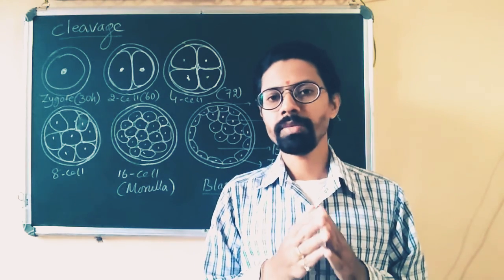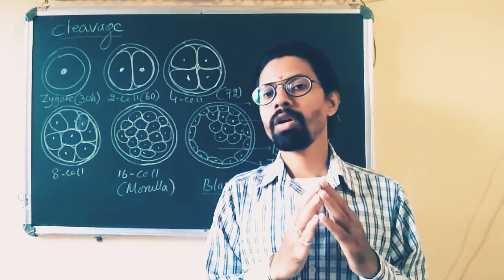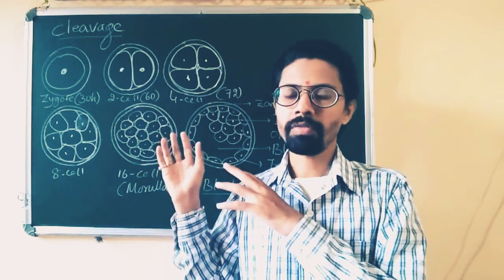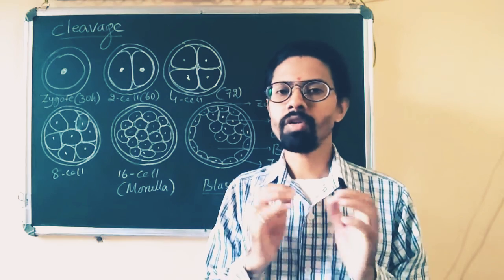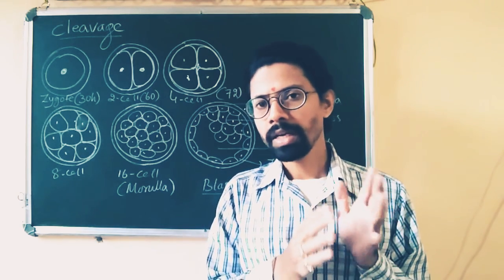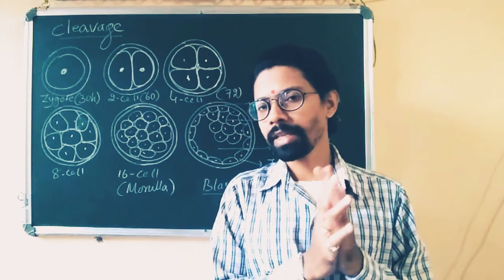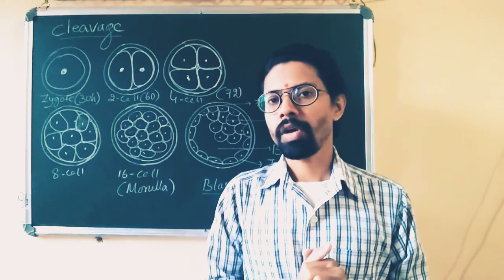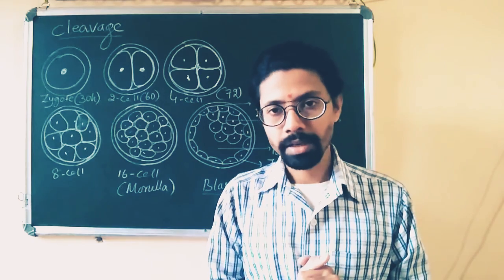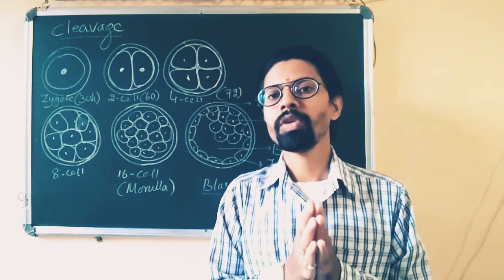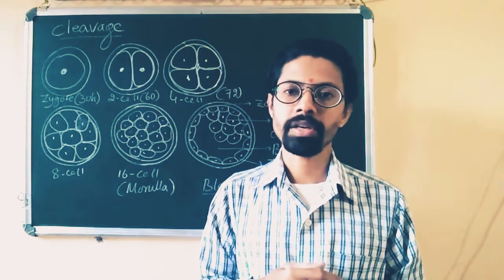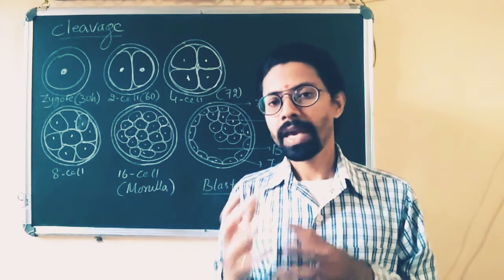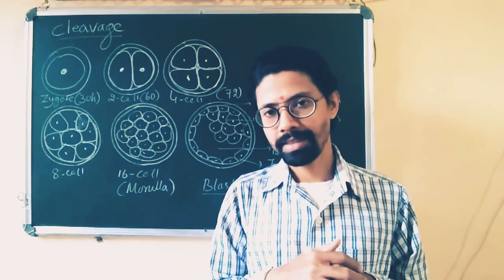It is an equational division wherein the number of chromosomes divided in the zygotic division is also equal, but it is not exactly the same as mitosis. What are the major differences? Each cell here after the division of the zygote is called a blastomere. Each blastomere can develop into a separate organism.